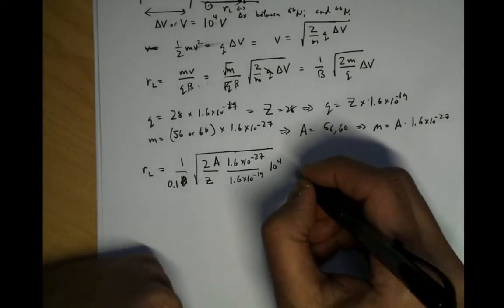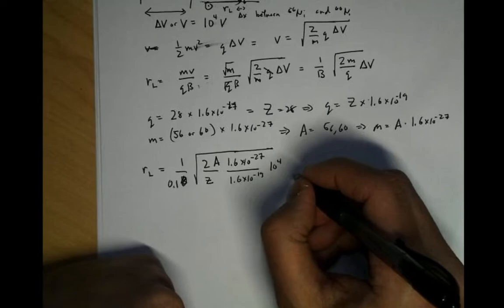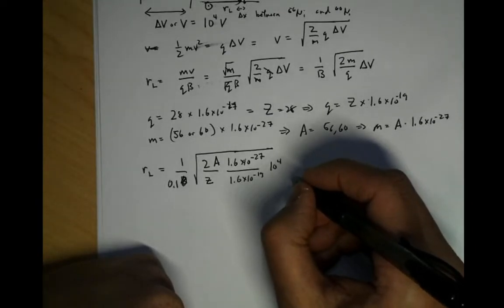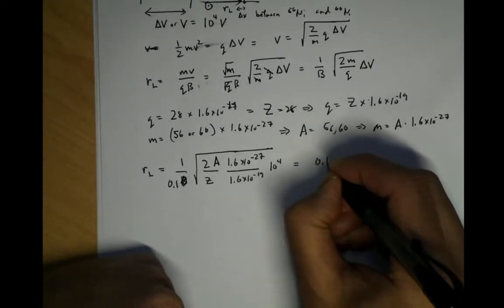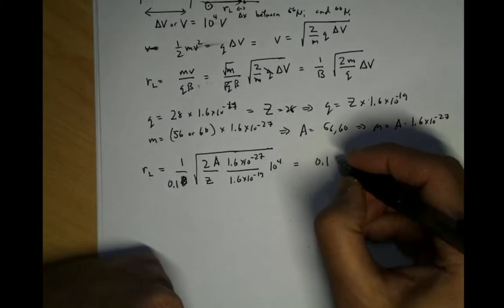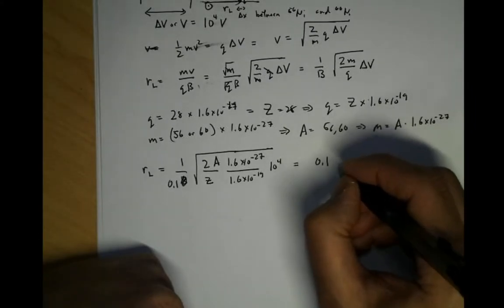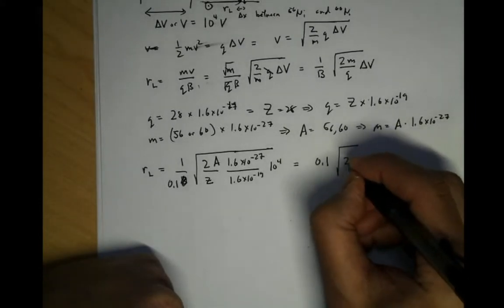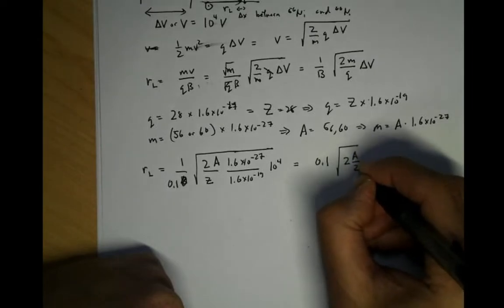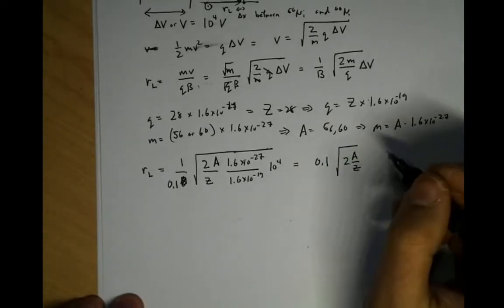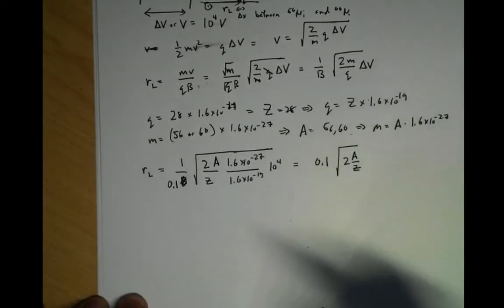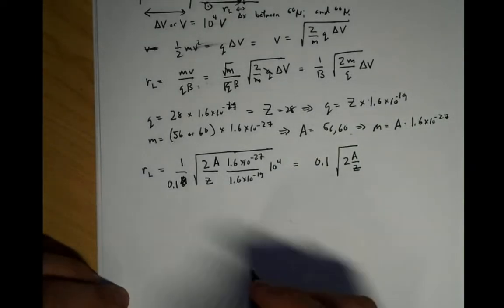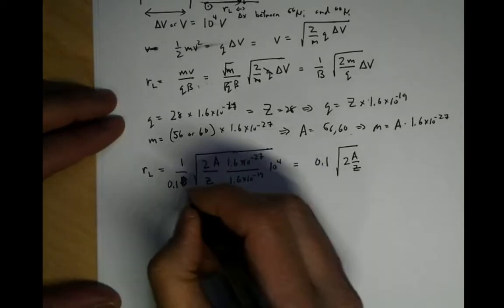If I go through all of it, this is roughly 0.1 times the square root of 2A over Z. That's why I wrote it this way, because now I can just plug in these values at the very end and get the answer. So let's write this thing down then.